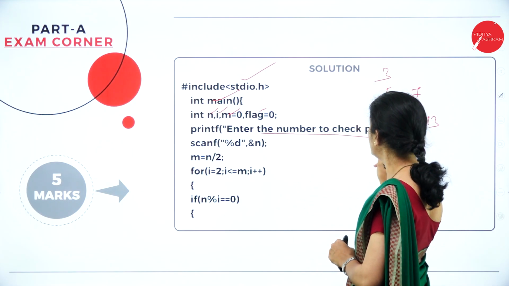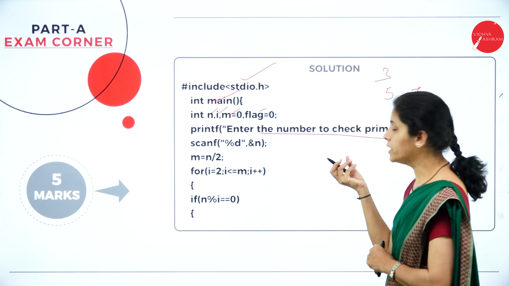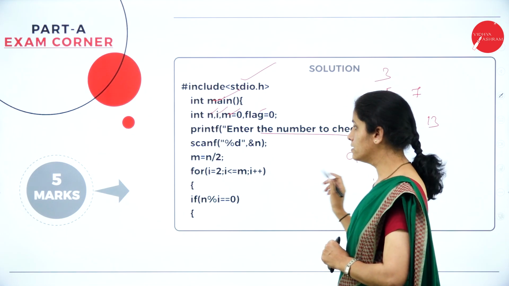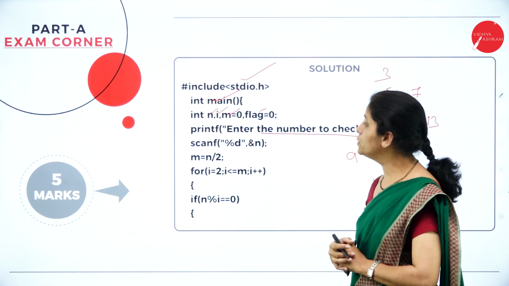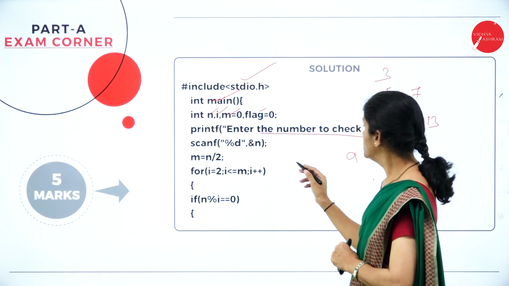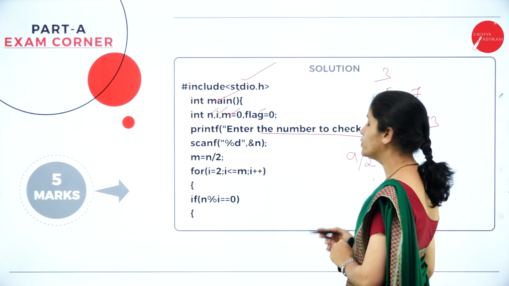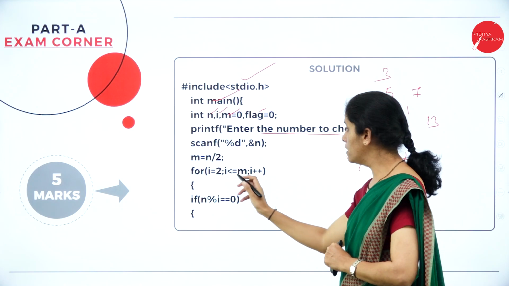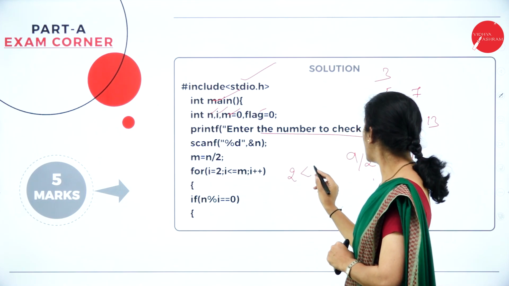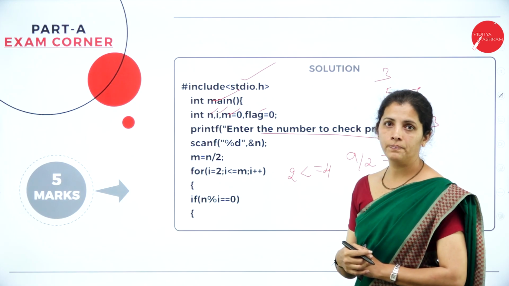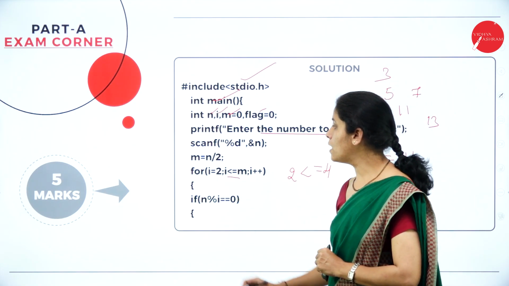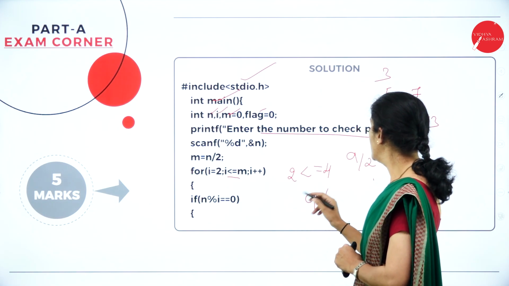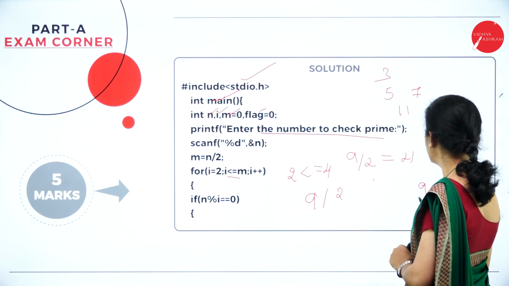See here, I'm going to enter the number. For example, say it is 9. I'm going to read 9. Now, m equal to n divided by 2. So, 9 divided by 2, what's the answer I'm going to get? It is 4. i equal to 2. i is 2, less than or equal to 4. The condition is true. Now, if n is 9, I am going to divide 9 by 2.